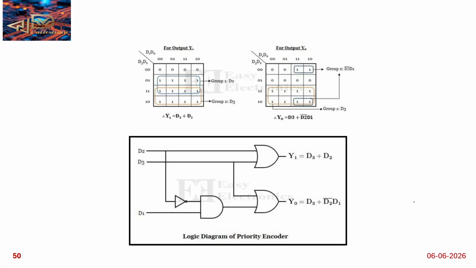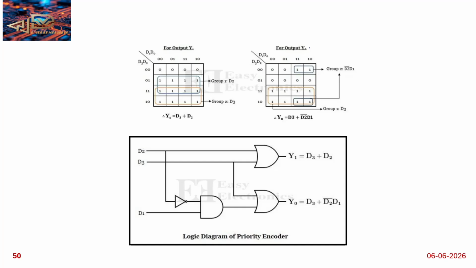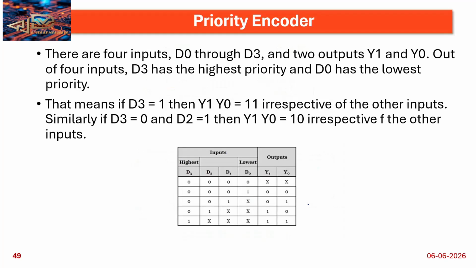So how is the K-map converted? See, for Y0, where we need to consider the ones: Y0 we are getting at the output like D1 and D3, right? So D1 case and D3 case.